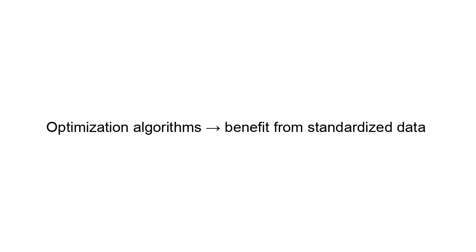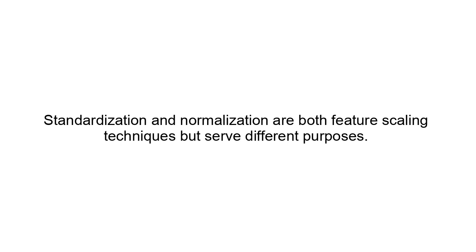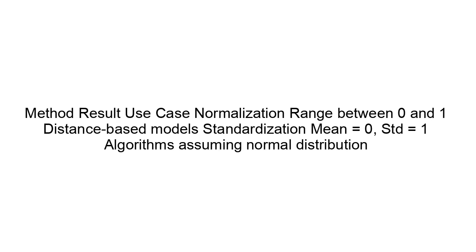When to use standardization? Standardization is commonly used with algorithms that rely on distance or gradient calculations. Examples include support vector machines, SVM, logistic regression, neural networks, k-means clustering, principal component analysis, PCA. Example concept: optimization algorithms means benefit from standardized data. These algorithms perform better when features follow similar distributions.